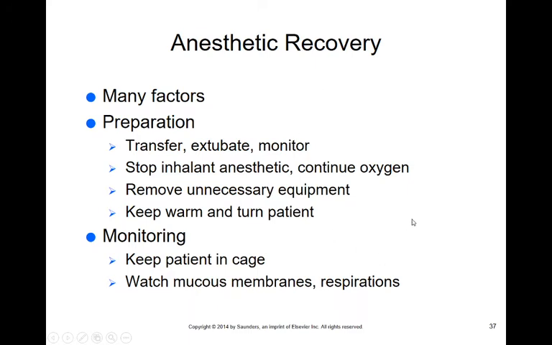Anesthetic recovery. So there are a lot of factors to anesthetic recovery. As we're waking pets up, we need to be able to transfer them, extubate them, and monitor them as they're waking up. Once we have the anesthetic off, that doesn't mean that the patient is fine. We have to make sure that they're okay.